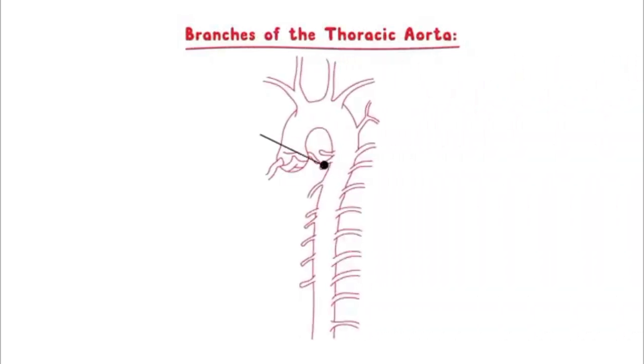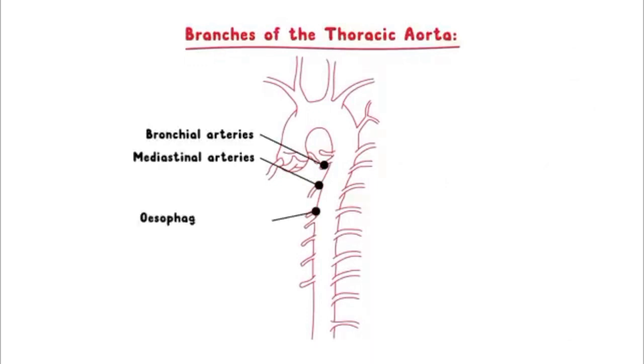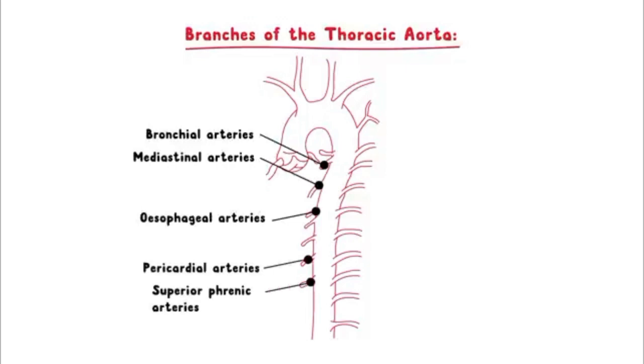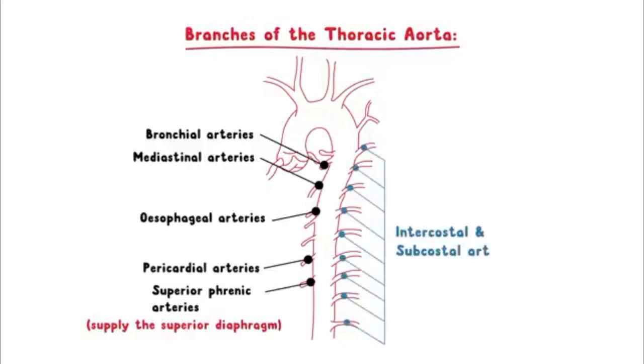The branches of the thoracic aorta in descending order are the bronchial arteries, mediastinal arteries, esophageal arteries, pericardial arteries, the superior phrenic arteries supplying the superior diaphragm, and the intercostal and subcostal arteries, which are paired arteries that branch off throughout the length of the posterior thoracic aorta. These are 9 pairs of intercostal arteries.